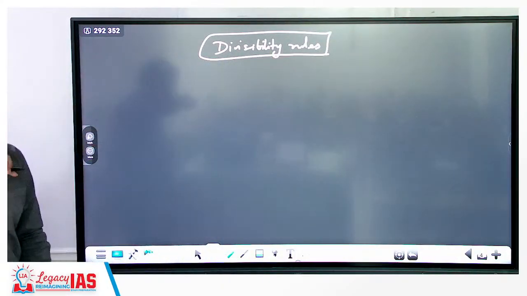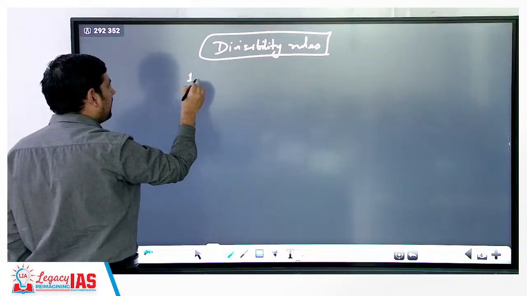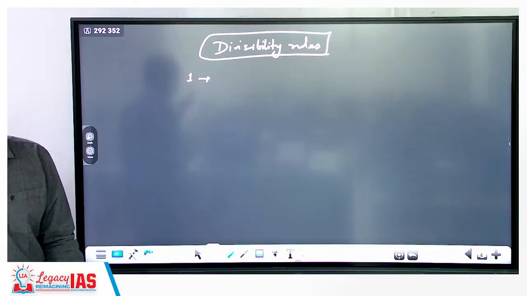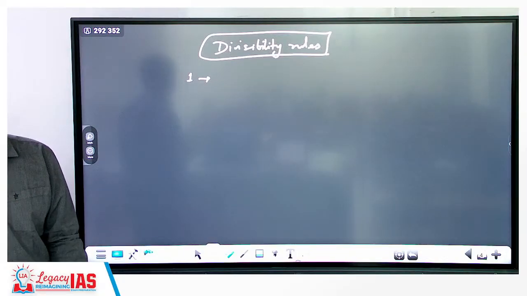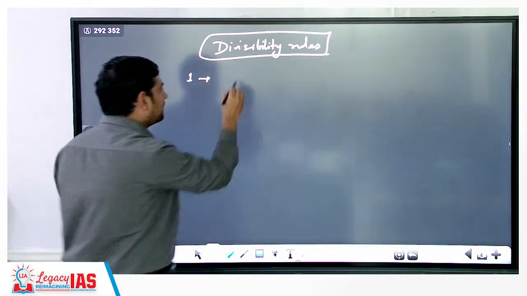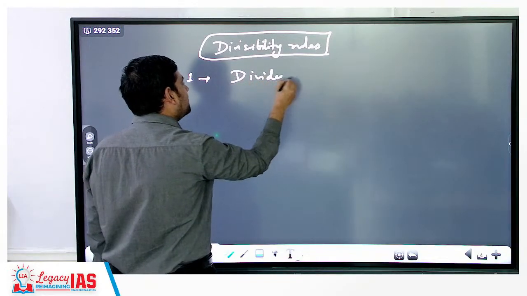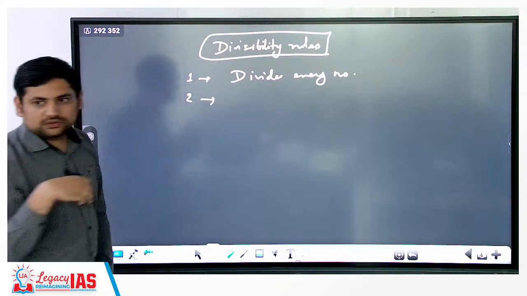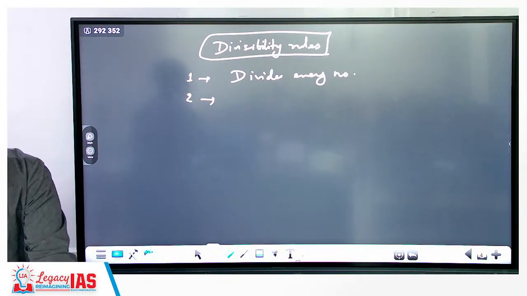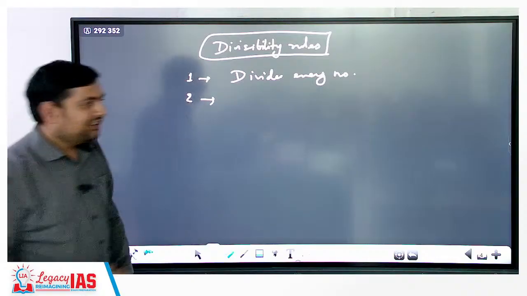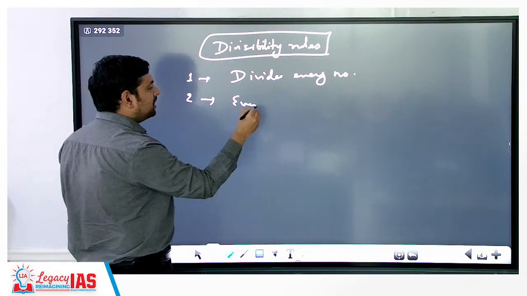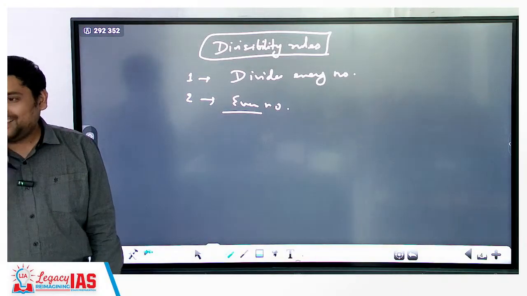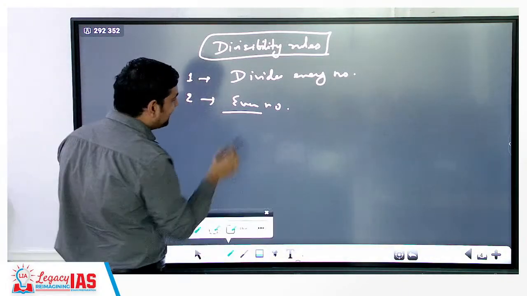Divisibility rules. Now first thing is, what is the divisibility rule of 1? 1 divides every number. Okay, so this divides every number. Then 2, what is the divisibility rule of 2? Even number. If this is an even number, then what is an even number?